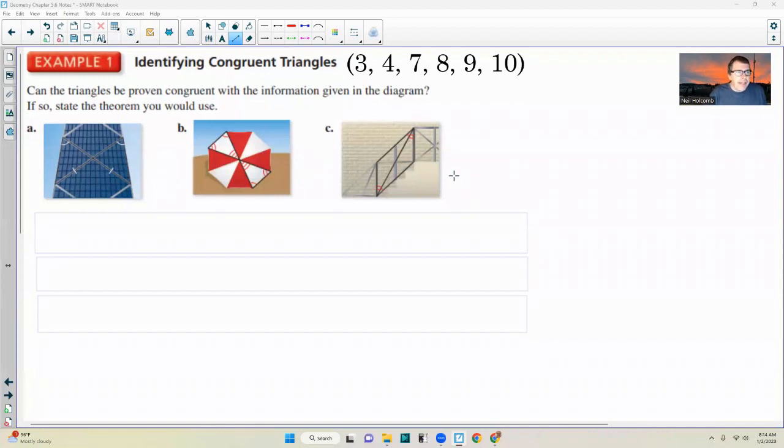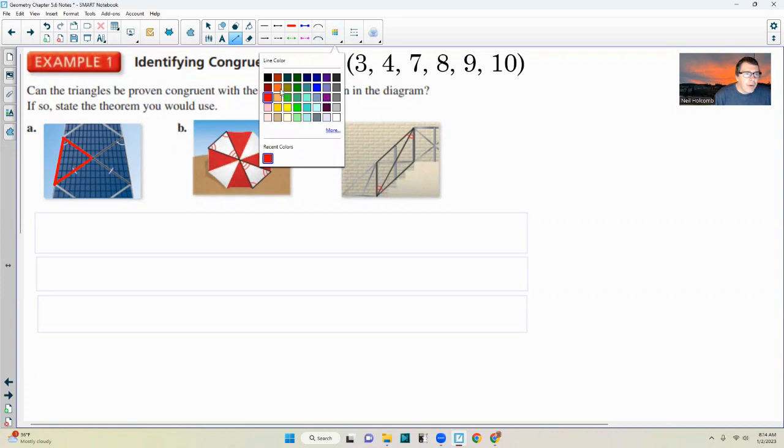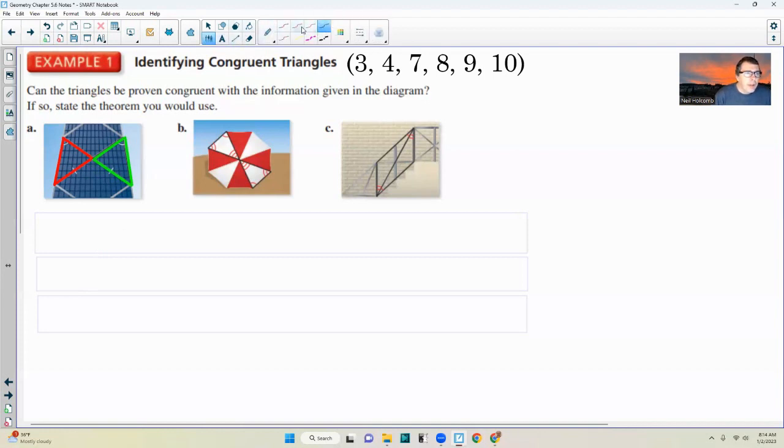Okay, so example 1 says identifying congruent triangles. Can the triangles be proven congruent with the information given in the diagram? If so, state the theorem you would use. So in this diagram here, we have a triangle right here, this triangle right here, and then we have this triangle right here. And the question is, are these two triangles congruent? Let me see, what could I use? Maybe yellow would work in this diagram.